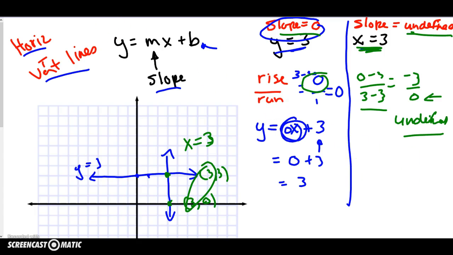And one last thing I want to remember is this. Any x equals something, so x equals a number, is going to be a line that goes up and down, and anything that's y equals a constant, a solid number like y equals 3, y equals 7, y equals whatever, is going to be a horizontal line.